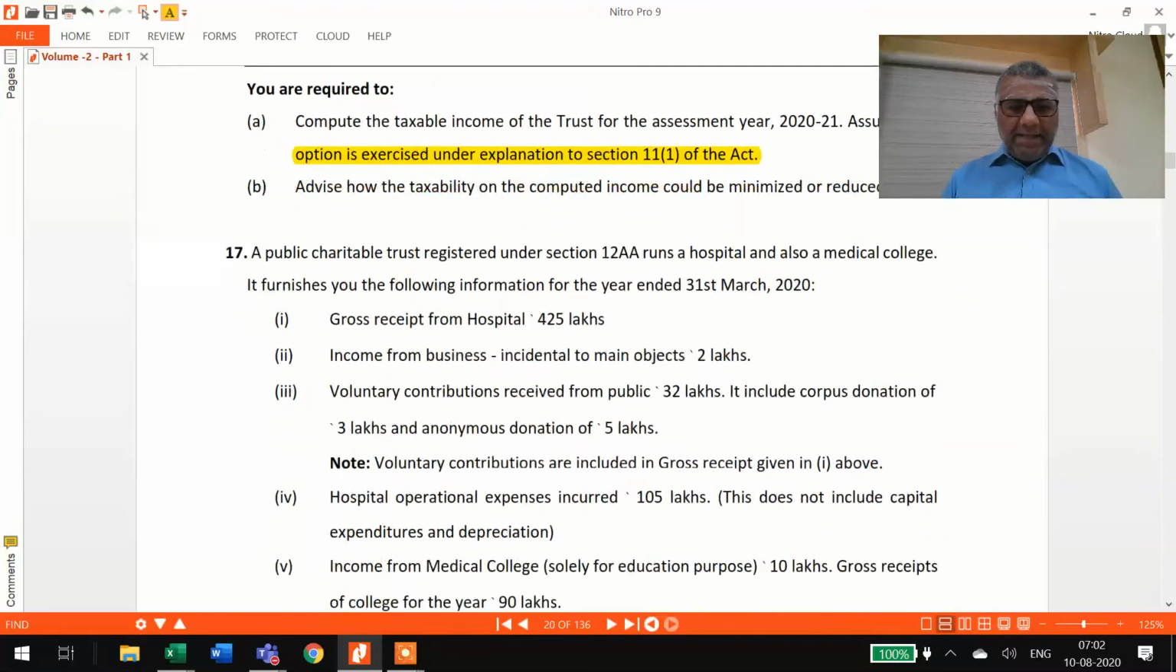Next question, my dear friends. It's a very good question. It came twice in the examination. The same question, probably with a small change in number.